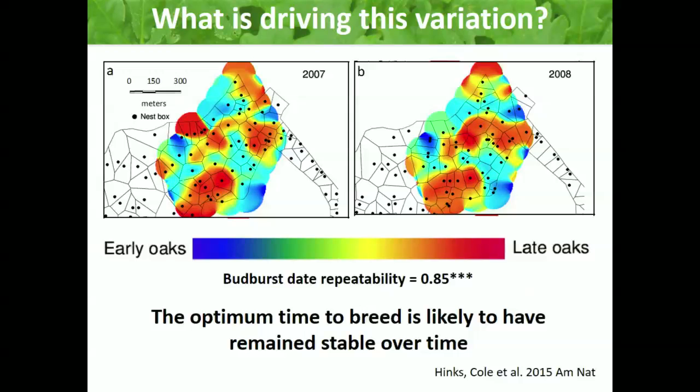So these figures just show heat maps of oak phenology in one area of Wytham in 2 consecutive years. So you can see that these spatial patterns of oak phenology are incredibly similar. We also know that in Wytham, at least, the phenology of oak trees is not related to tree age, and there's very little turnover of individual oaks at the timescale we're looking at. So this suggests that the optimum time to breed is actually likely to have remained quite stable for individual sites over time.